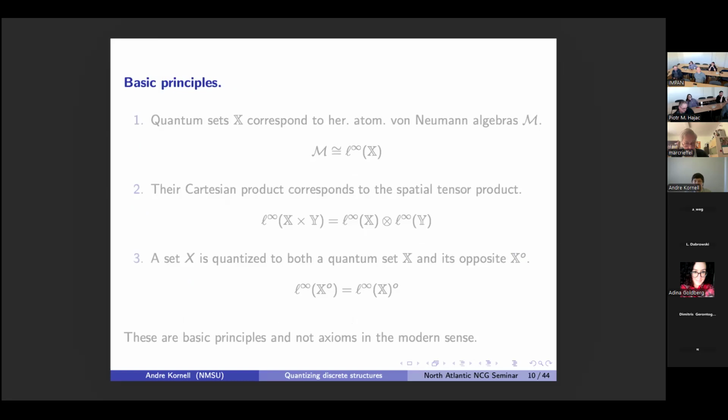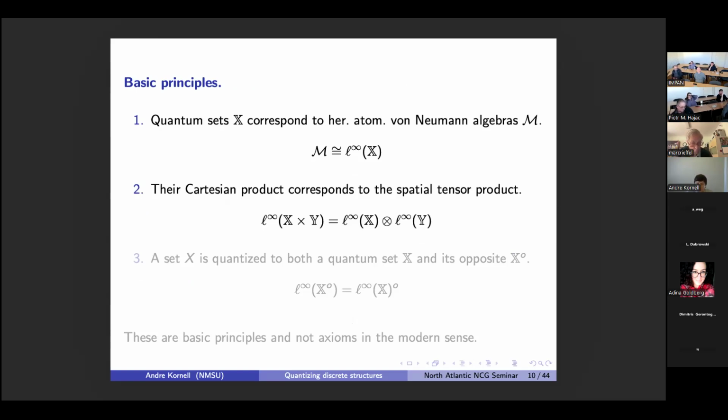And this brings us to our list of basic principles. First, quantum sets correspond to these hereditarily atomic von Neumann algebras. Notionally, every hereditarily atomic von Neumann algebra M is isomorphic to little L infinity of X for some quantum set X, and that exhausts all of the quantum sets.